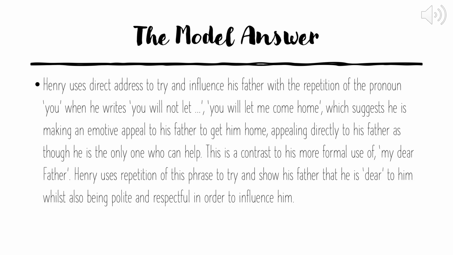Okay, so here's our model answer. I will read this out. Henry uses direct address to try and influence his father with the repetition of the pronoun you when he writes, "You will not let," "You will let me come home," which suggests he is making an emotive appeal to his father to get him home, appealing directly to his father as though he is the only one who can help. This is a contrast to his more formal use of "my dear father." Henry uses repetition of this phrase to try and show his father that he is dear to him, whilst also being polite and respectful in order to influence him.